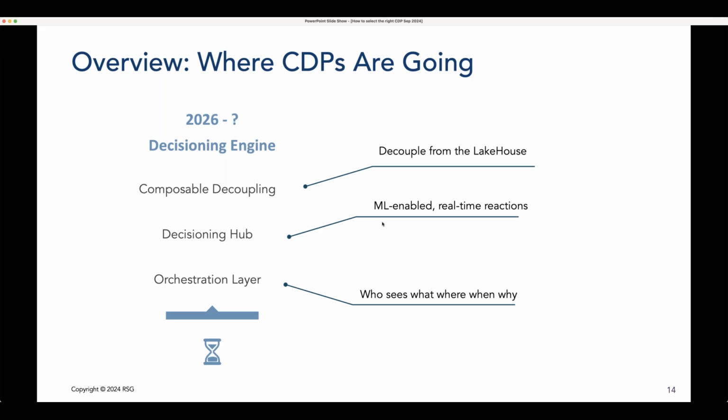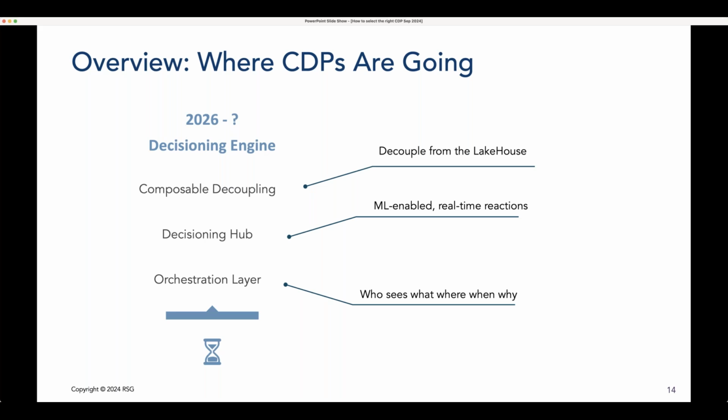So where are we going? I think there's definitely some composable decoupling that's going on, in particular decoupling from the lakehouse. It turns out a lakehouse is a great place to store the superset of all of your data, to be the system of record. It's not always a great place to activate data from. We've seen a lot of disappointment with enterprises using reverse ETL as their CDP, but basically decoupling from your lakehouse is a strong idea. We're seeing more CDPs used for decisioning and orchestration.